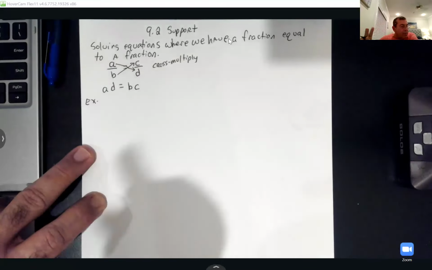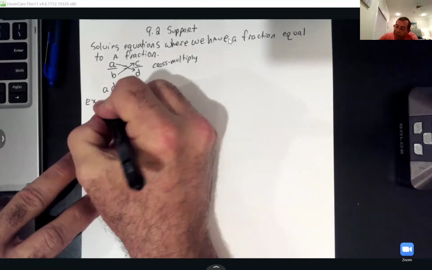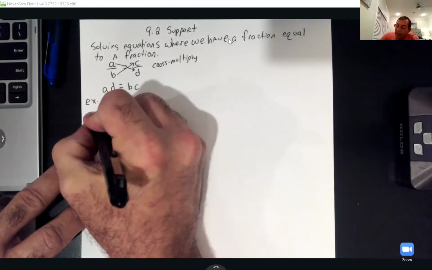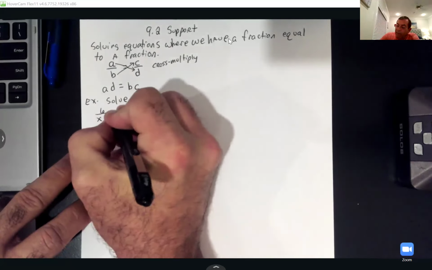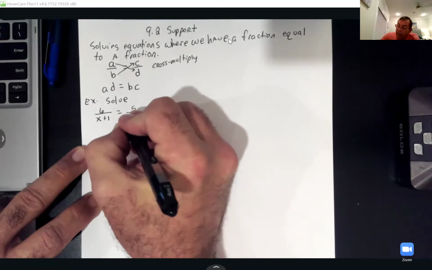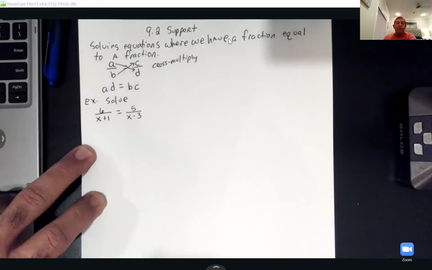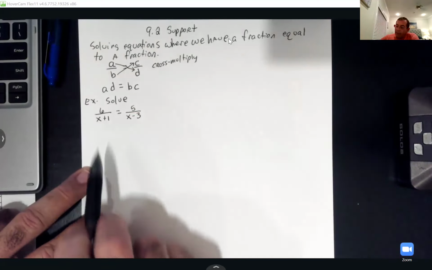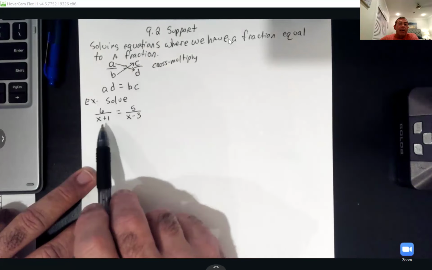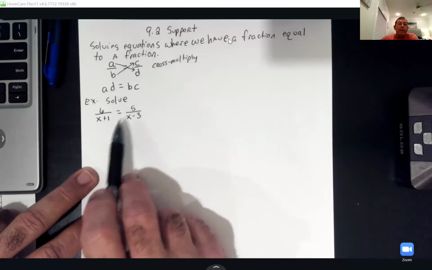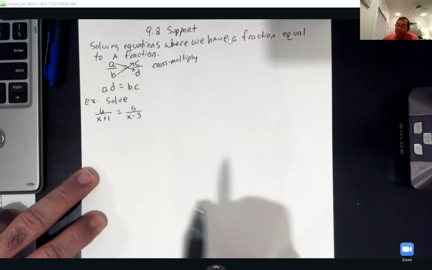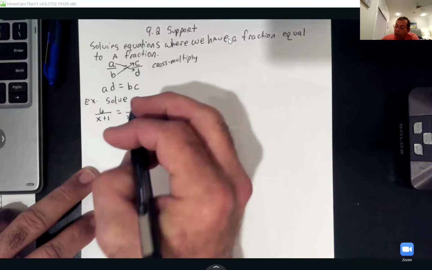So these first 2 examples, that's what you're doing. So y'all, the first one says solve. They got 6 over x plus 1 equals 5 over x minus 3. So notice, I got the setup we got right here. I got the first fraction. 6 is A. X plus 1 would be the B. Second fraction, 5 would be the C. X minus 3 would be the D. So to clear our fractions, we're going to cross multiply this.